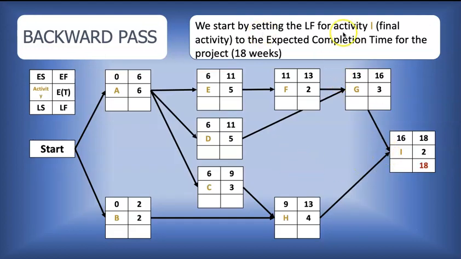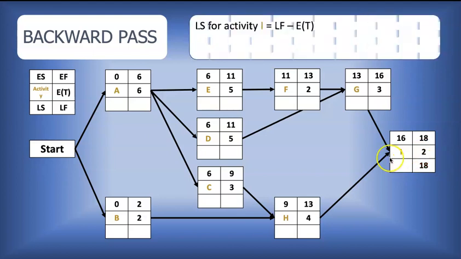We start by setting the latest finish time for the final activity to 18 weeks, since the project has to be completed by week 18. Now, for the latest start time, we're asking ourselves, how soon do we have to start this activity? The activity takes 2 weeks, so we have to start it 2 weeks earlier. So 18 minus 2, 16. So for the latest start time, it is the latest finish time minus the expected time. That's 18 minus 2, 16.